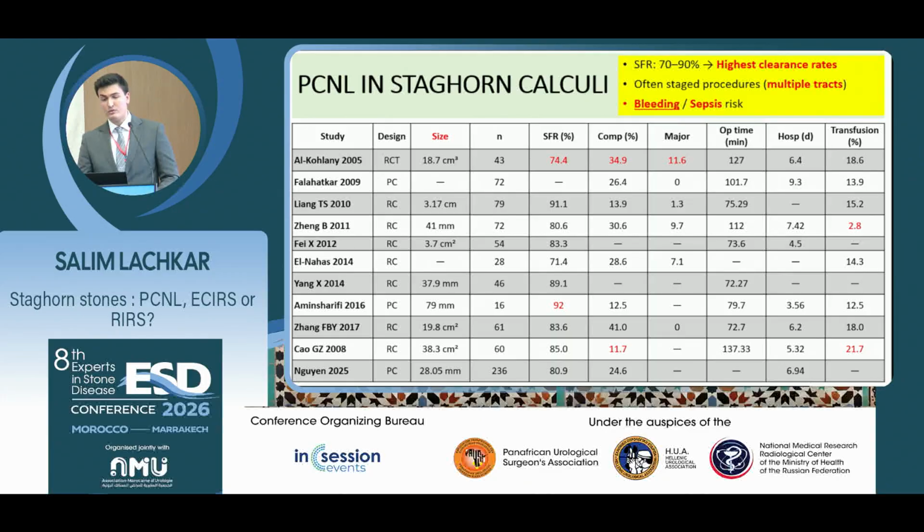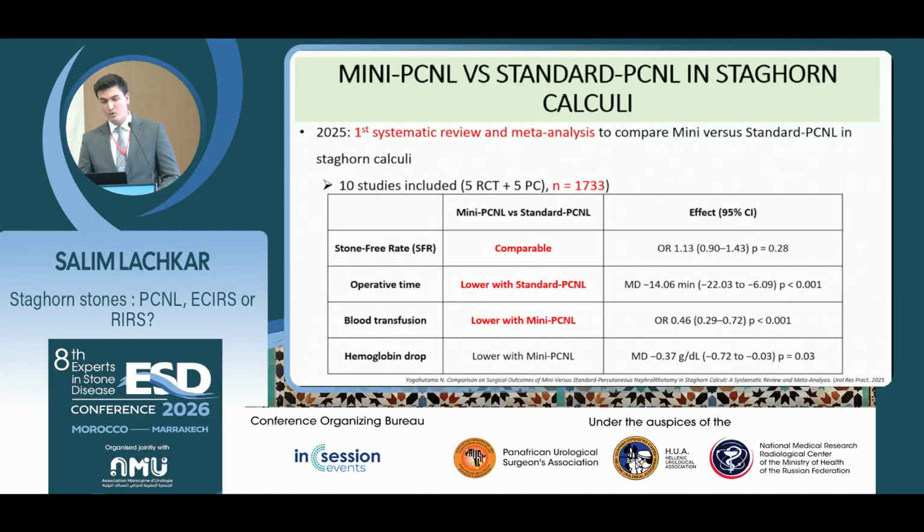So for the percutaneous in staghorn calculi, there are many cases that have been reported, many series with different number of patients, different size of calculi, complication. So there is here 3 key messages. First of all, the percutaneous technique gives us the best stone-free rates, up to 90%, but at the cost of multiple tracts and also a very important risk of bleeding, and this is an important concern when we do the percutaneous technique.